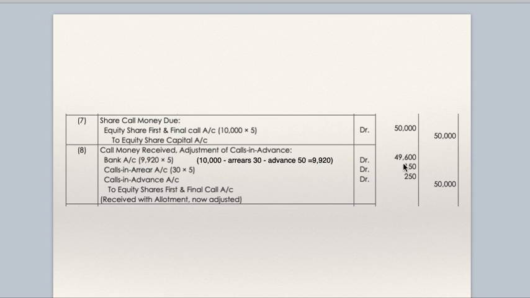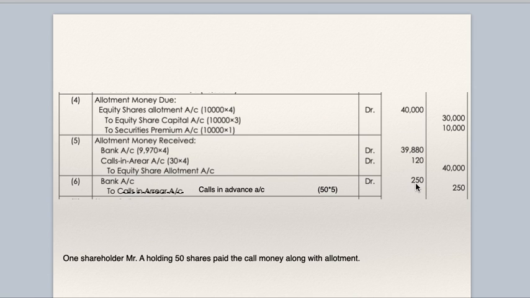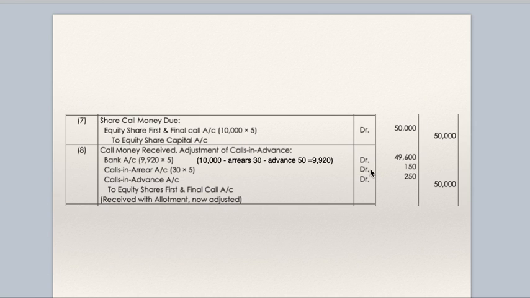Bank account debit 49,600. Calls in arrears account debit on 30 shares they have not received call money, 30 into 5. Calls in advance debit 250 to equity share first and final call 50,000. Now if you go to the earlier page, the last entry, calls in advance you have credited with 250. Now in this entry you are debiting calls in advance 250, so your calls in advance account gets closed.